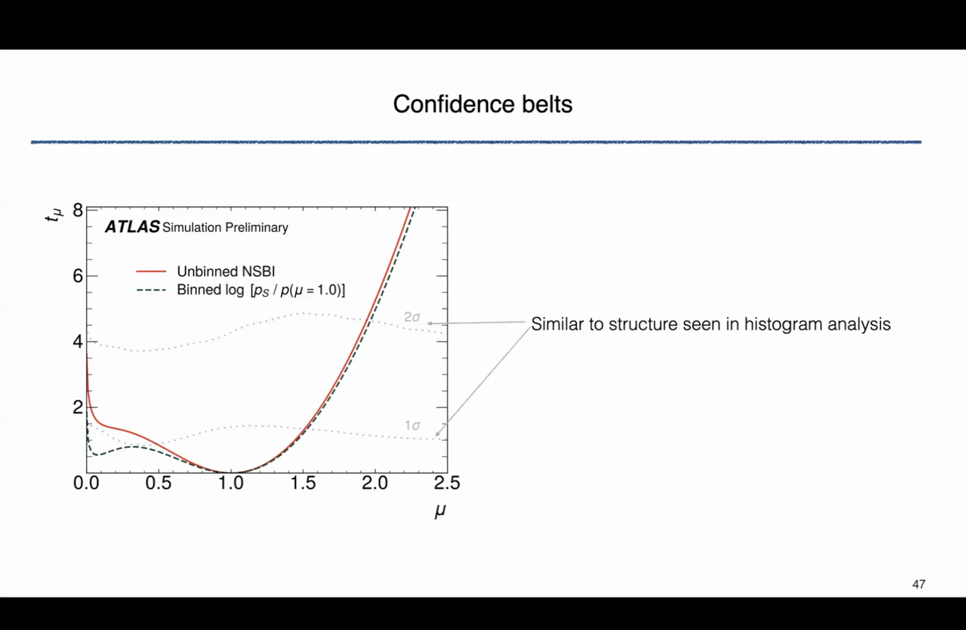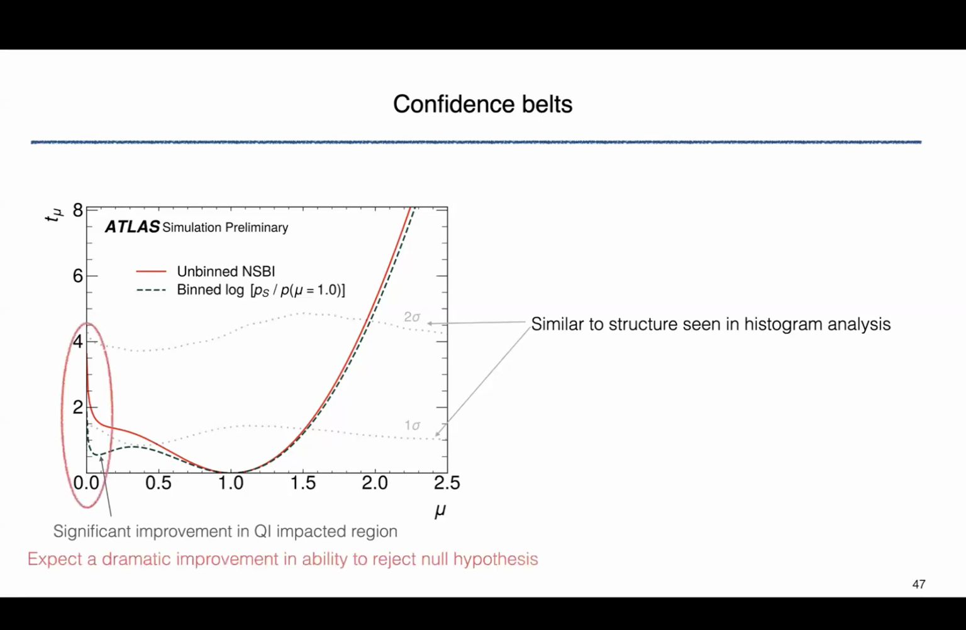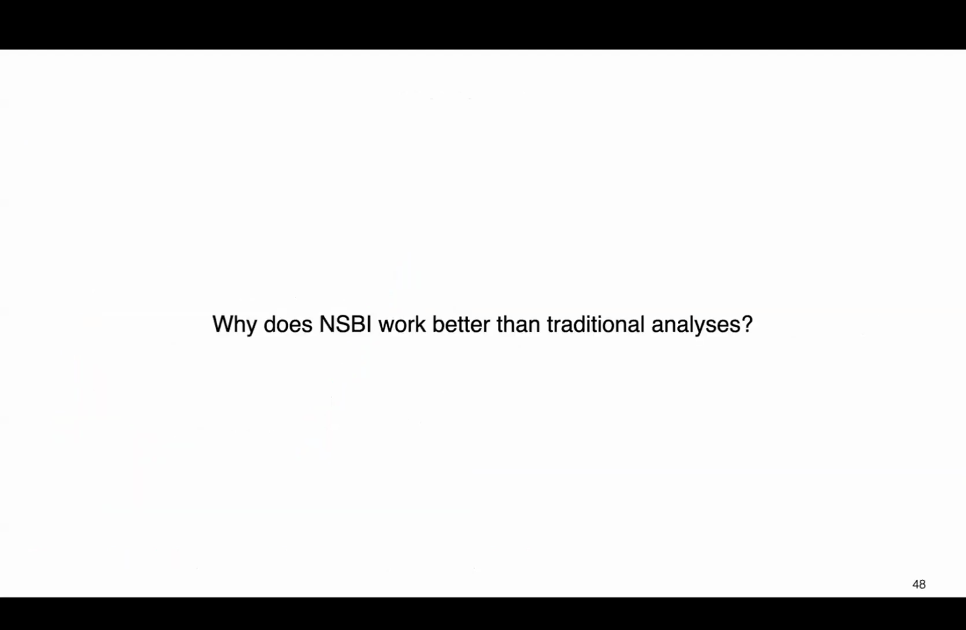Right, and these wavy shapes that you see, they're again due to the physics. We see the same for histogram analyses as well. And the nice thing we see is, again, in this quantum interference impacted region, NSBI really improves over the histogram method and allows us to set much, much better lower limits, or by rejecting basically the null hypothesis of mu equals 0. So that's very encouraging to see.